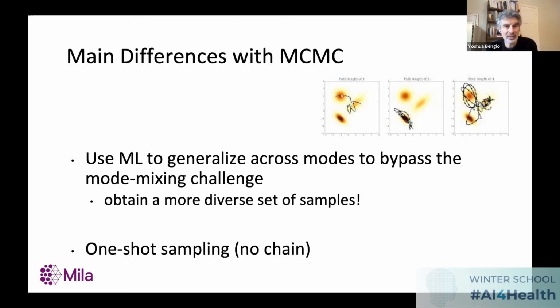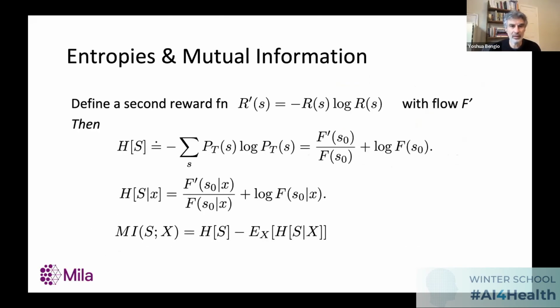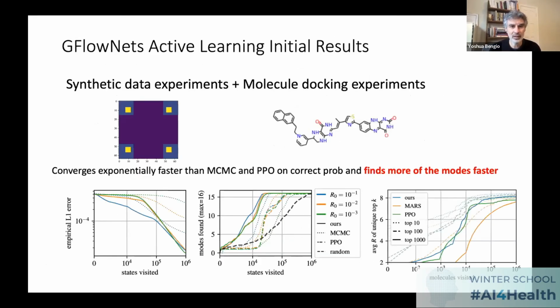Also, in its basic form, the GFlowNet is much faster because once it's trained, one pass through the neural net gives us a sample. We don't need to have a long chain, and because it's discovering those modes more easily, because it bypasses this mode mixing challenge, if machine learning does its job, you tend to get a more diverse set of samples. And yeah, I'm going to skip these other things.